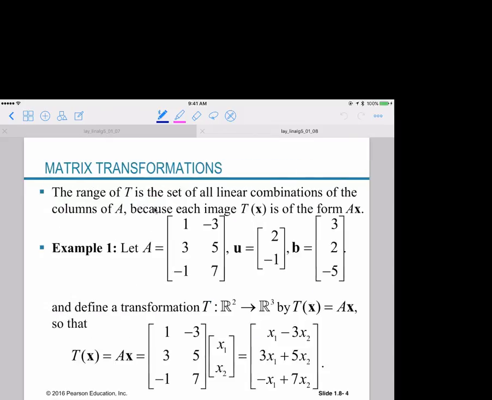Let's look at the example then. So suppose we are given A here, and U as a two-dimensional vector, and B as a three-dimensional vector. So we now have a 3 by 2 matrix. So in this case, what is the domain? Is the domain R2 or R3? What is the domain between these two?